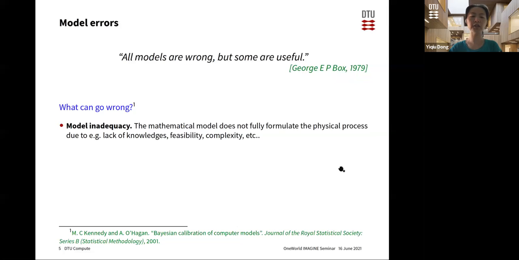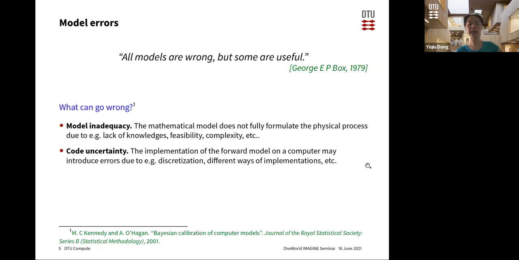The first is model inadequacy. So basically, in the real world, the physical process usually can be very complicated. But in order to model it and solve it, very often we need to simplify, so as to get a simplified mathematical model. Also, in many applications, the complete physical process is not fully known. Then this also would introduce some discrepancy between the mathematical model and the physical process. And for this type of model error, we would say it comes from model inadequacy.